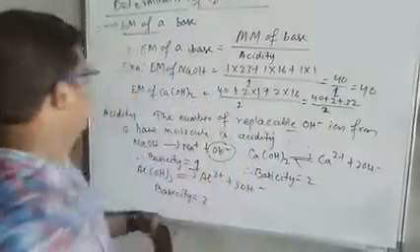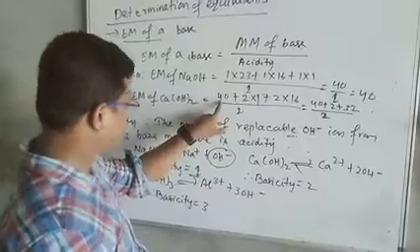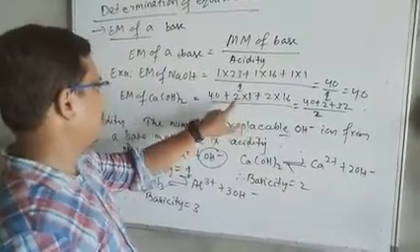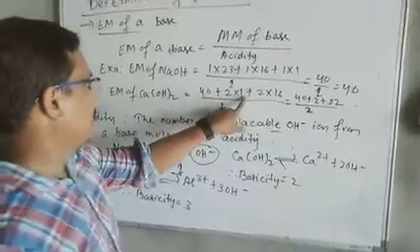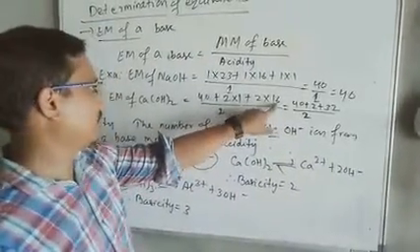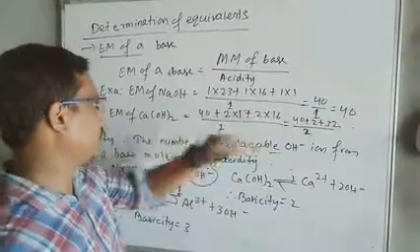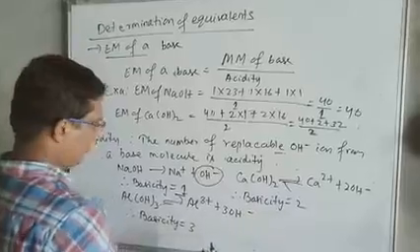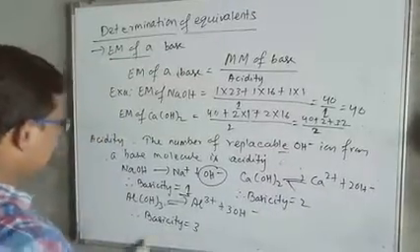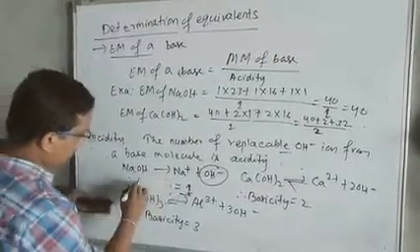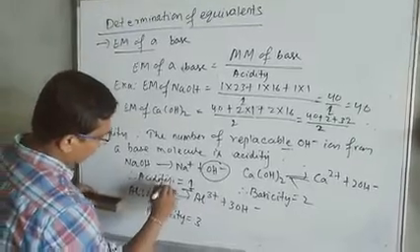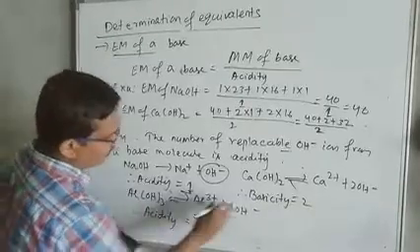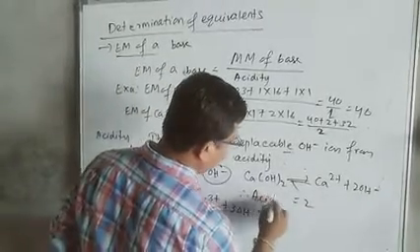40 is the atomic mass of calcium. 1 is the atomic mass of hydrogen. There are 2 hydrogen atoms, so 2 into 1, plus 2 into 16, the atomic mass of oxygen, where 2 is the number of oxygen atoms, divided by the acidity. There is a wrong term here: it is not basicity, it is acidity.